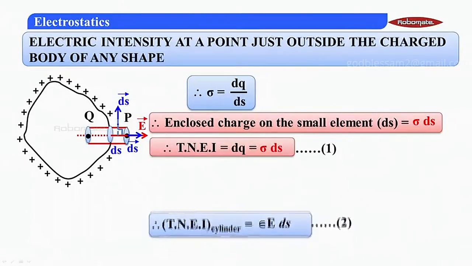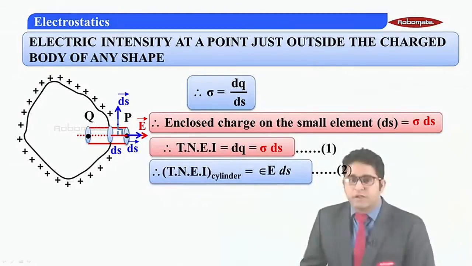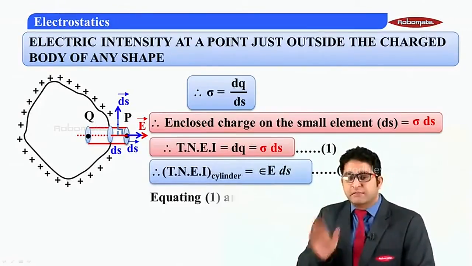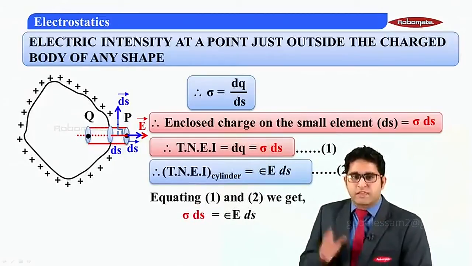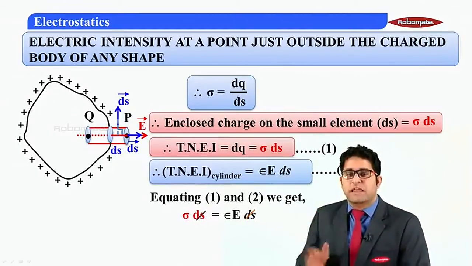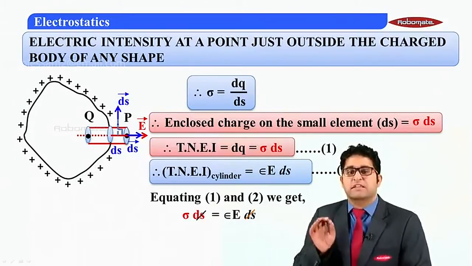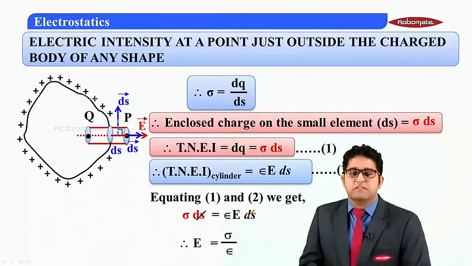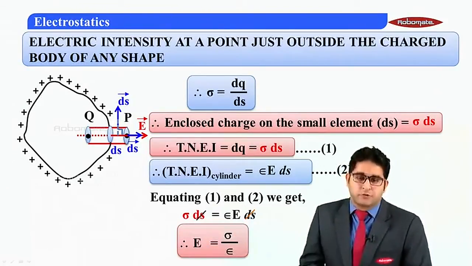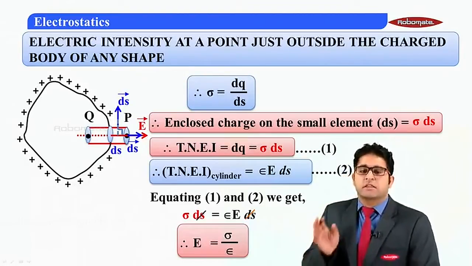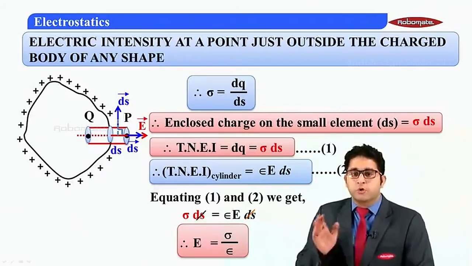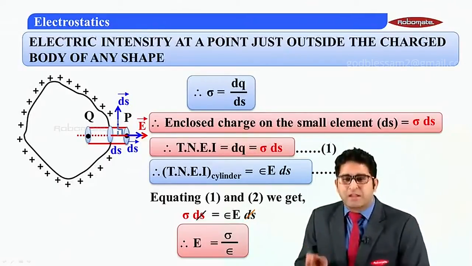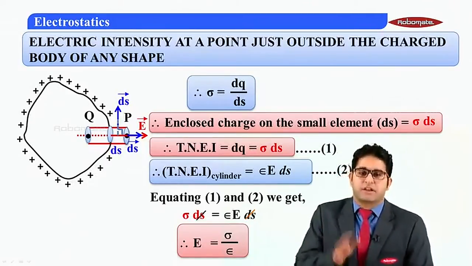Now let us move further. Let us equate equation 1 and 2. So we'll get sigma ds equal to epsilon E into ds. We can cancel out ds, and after rearranging we'll get the value of E. Therefore E is equal to sigma upon epsilon. And students, this is the expression for electric field intensity due to a charged body of any shape at a point which is just outside it, right?